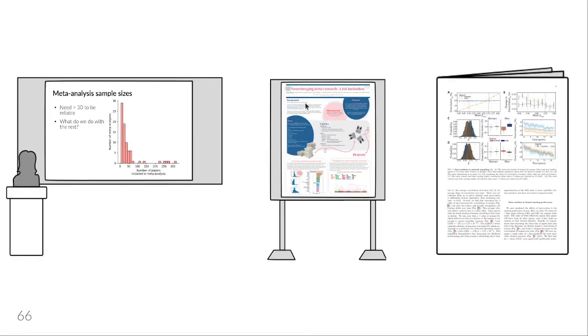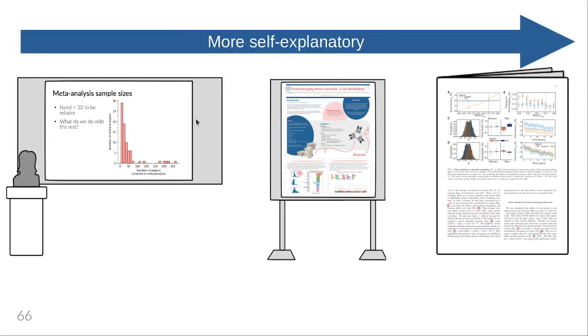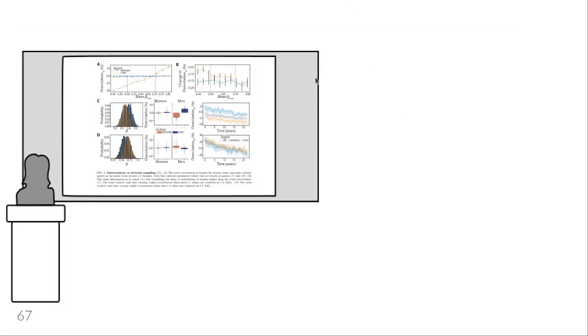There are basically 3 places where we see data visualizations in academia: presentations, in posters, and in papers. I'd argue that these have a rough order, moving from left to right, in how self-explanatory they need to be. For example, a presentation slide does not need to be self-explanatory. In fact, it should be very simple.